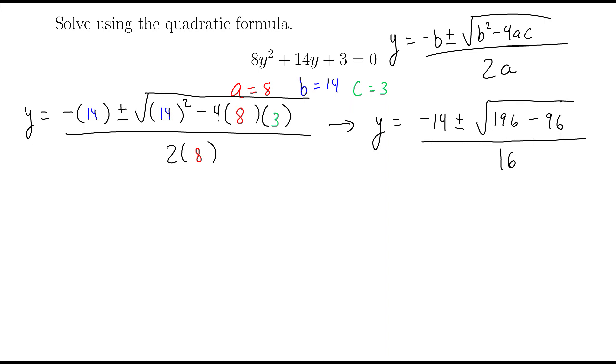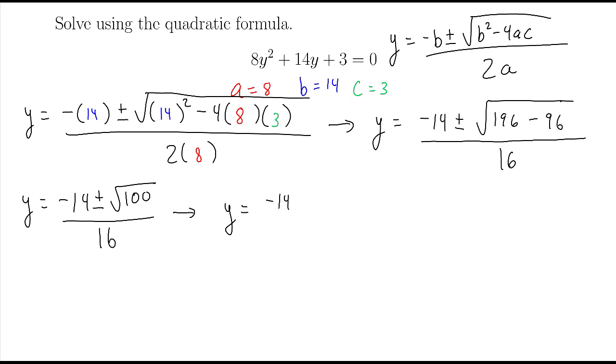So let me rewrite all this. Y equals negative 14 plus or minus the square root of 100, over 16. Okay, well, we know that the square root of 100 is 10, right? Because 10 squared is 100. So y is equal to negative 14 plus or minus 10, over 16.